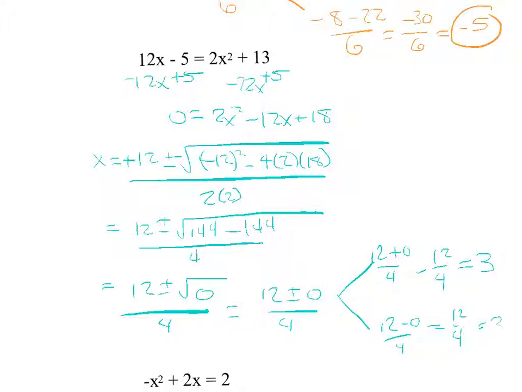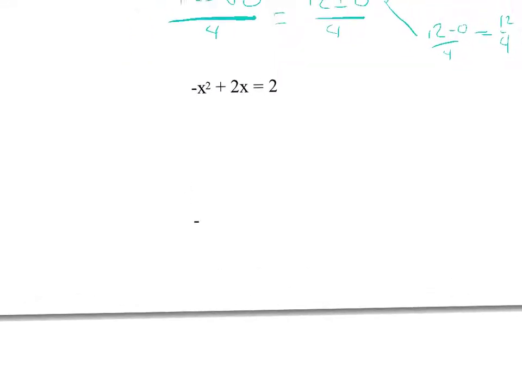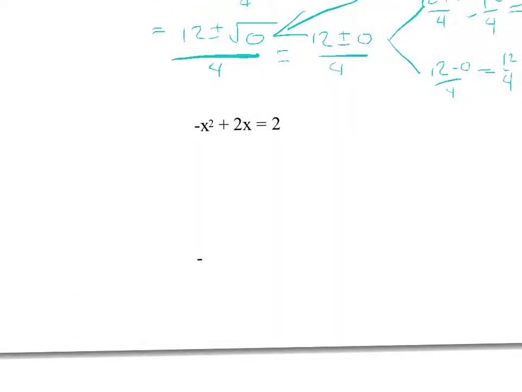And so technically I get 3, just 3. I know I got it twice, but really I have one answer, 3. Why? Because of that guy right there. That 0 right there, adding or subtracting, it doesn't matter, it doesn't change anything. And we're going to talk about that more later. All right, one more here.